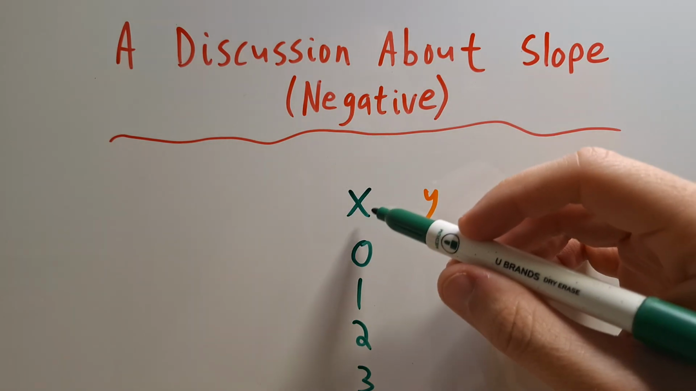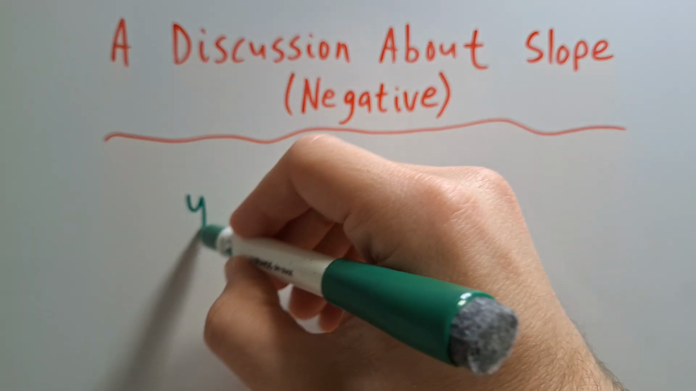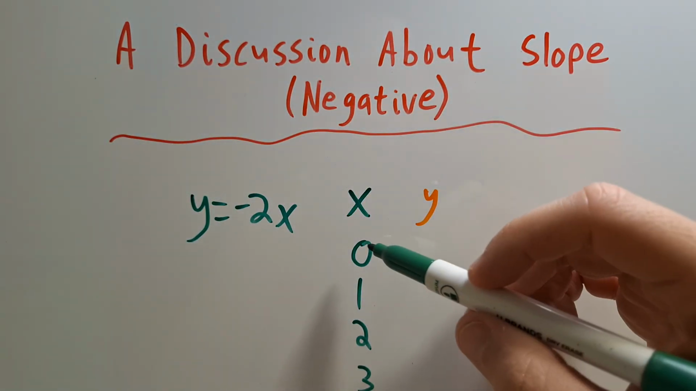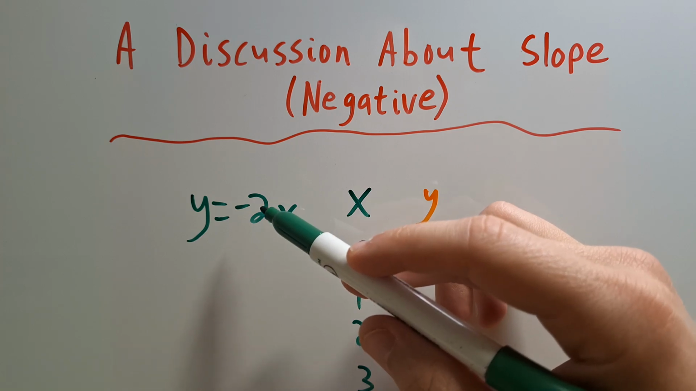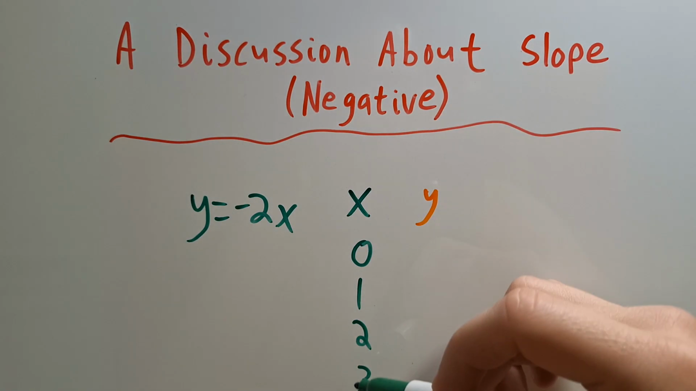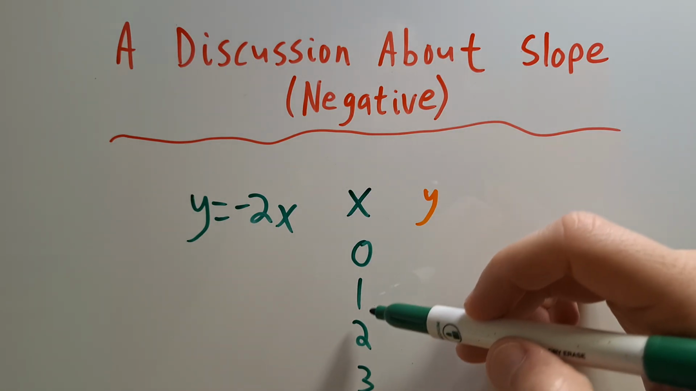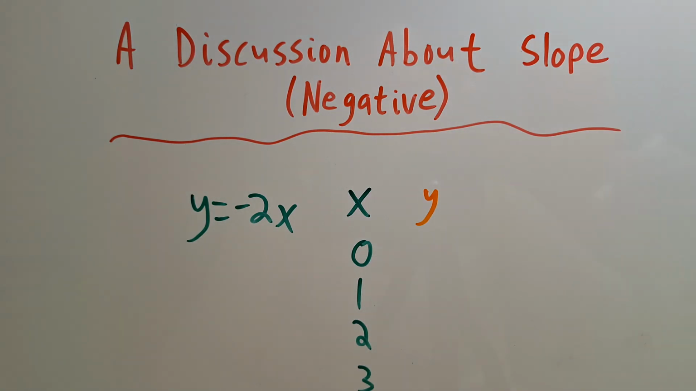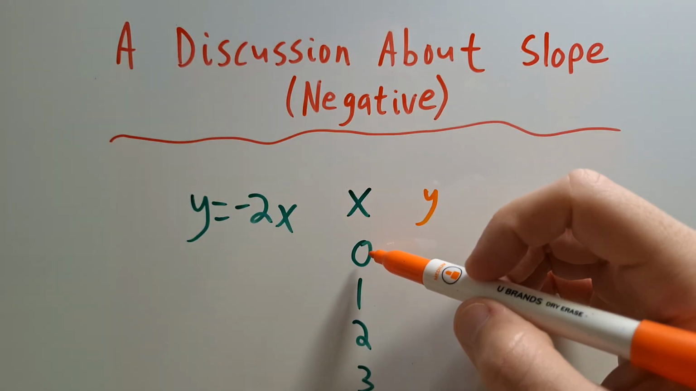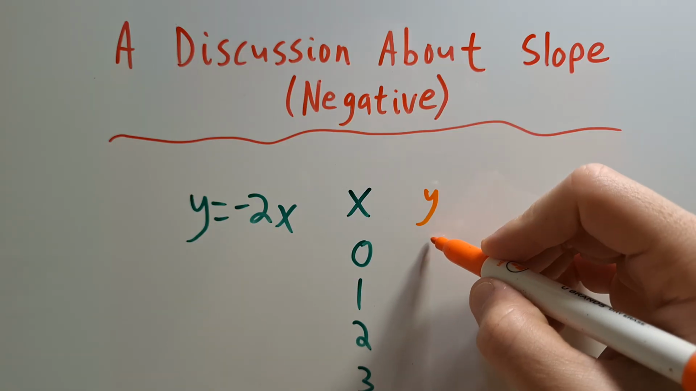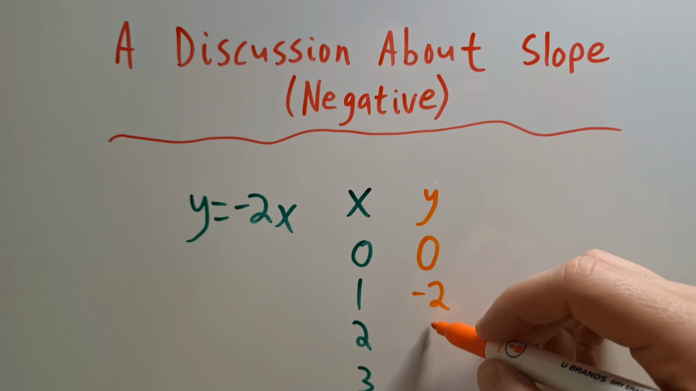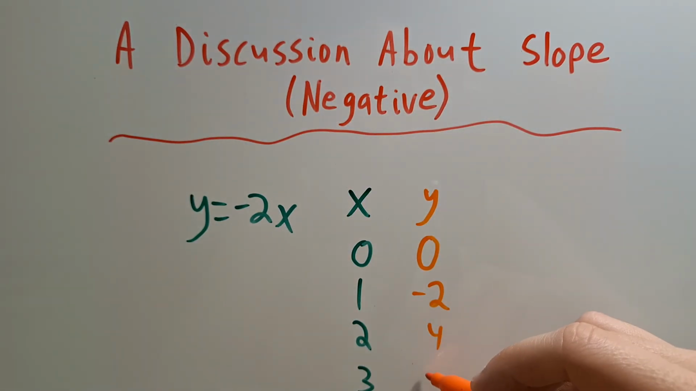Well, let's start with a graph first. Let's pick the one that we worked with, y equals negative 2x. This coefficient is negative, which means I'm going to multiply negative 2 to each of these four values, and then that answer is going to be y. So plugging negative 2 in and then multiplying it by 0, you get 0. Negative 2 times 1, negative 2 times 2, and then negative 2 times 3.